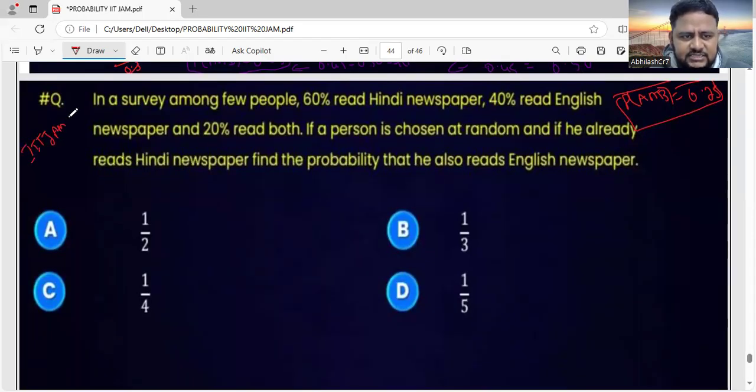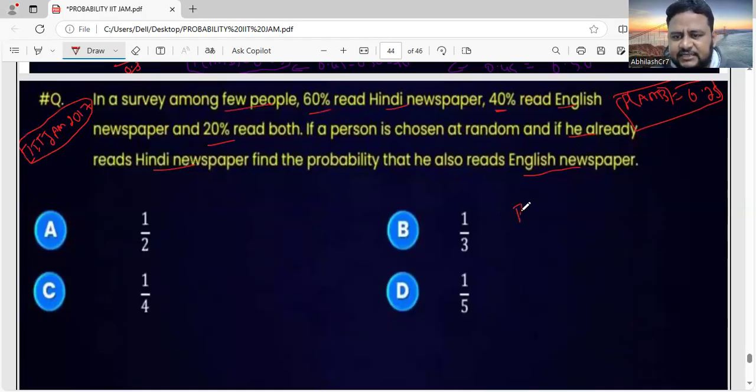This question is IIT JAM 2017 question. In a survey among few people, 60% read Hindi newspaper, 40% read English, and 20% read both. They're telling percentages, so be careful. If a person is chosen at random and if he already reads Hindi newspaper, find the probability that he also reads English newspaper. So first of all, let us write down whatever they've given.